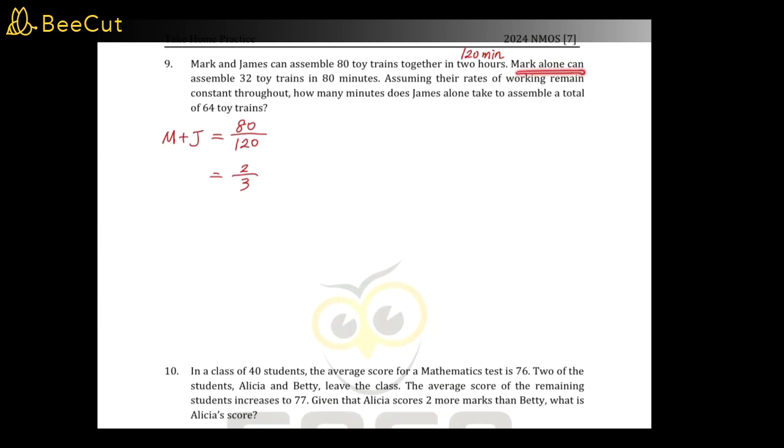Now, Mark alone can finish 32 toys in 80 minutes. So the rate of Mark is 32 over 80. Simplify it, this is 2 over 5. Then from there, we can find the rate of James. So rate of James is the sum of the rate, 2 over 3, minus the rate of Mark, 2 over 5. That's 10 over 15 minus 6 over 15. So this equals 4 over 15.